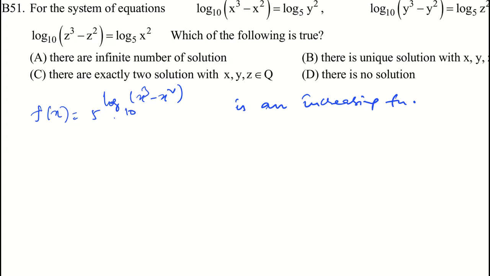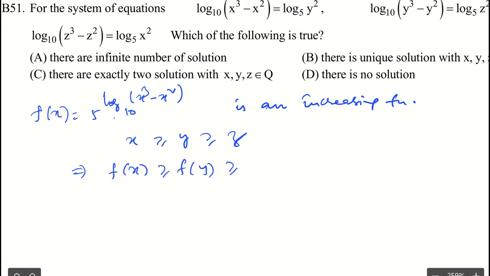So we got that f of x is an increasing function. Now let us assume some relation between x, y, z. Suppose x is greater than or equal to y is greater than or equal to z. As f is an increasing function, I'll get f of x is greater than or equal to f of y greater than or equal to f of z.